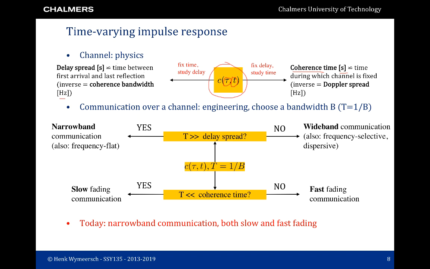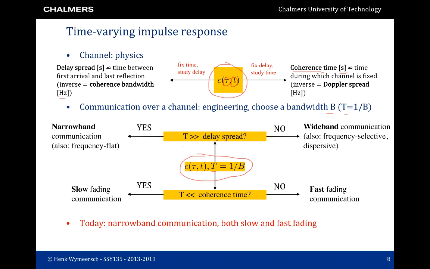The channel is just physics. You have no choice of what the channel is when you operate in a certain environment. When you start communicating over that channel, then you have a choice, which is the bandwidth, B, or its reciprocal, the symbol duration. And then the channel will behave in different ways depending on our choice of B. So first of all, we look at a certain channel, c(t, tau), given by physics, and we choose a certain bandwidth or its reciprocal, a certain symbol duration.